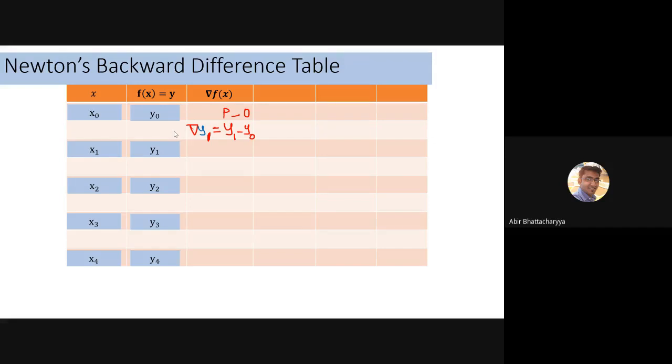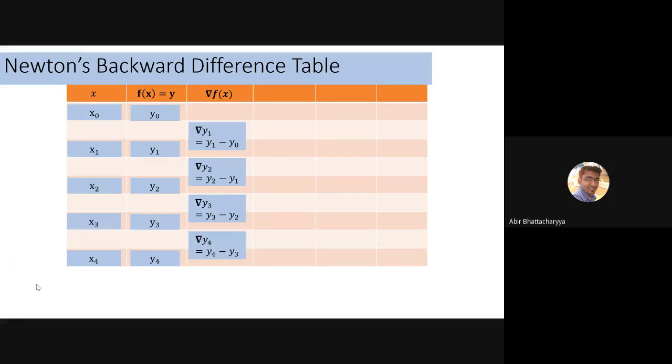So this is backward y1. It's going to be y1 minus y0, that is present minus old. So we will do it like that, and we get backward delta y1 equals y1 minus y0. Similarly, backward delta y2 equals y2 minus y1, backward delta y3 equals y3 minus y2, and backward delta y4 equals y4 minus y3. All right, let's move further.